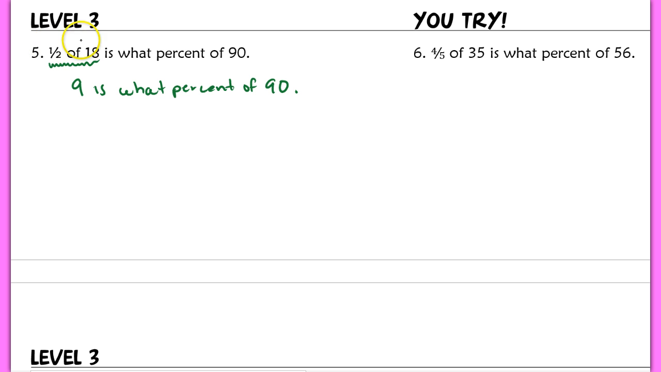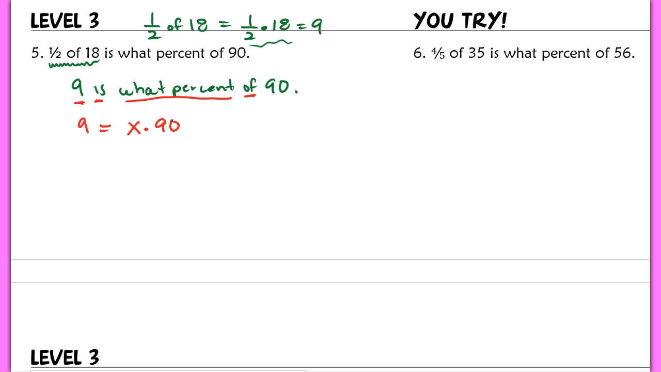So the first thing I wanted to do was just find 1/2 of 18. Half of 18 means you're going to take 1/2, multiply by 18, and that's why I get 9. You can also think of it as just, what's half of 18? So you should be able to tell me too that half of 18 is 9, but that's the mathematical reason for why it's 9. Now, let's change this into another math sentence here. 9 is means equals, what percent is going to be x, of means multiply, and then 90.